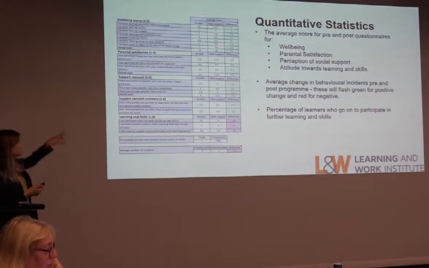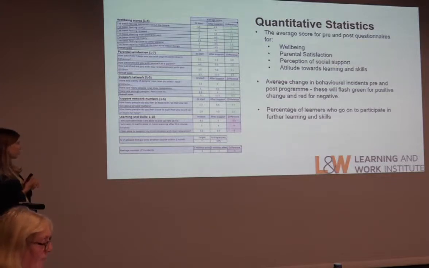As you'll see, it comes up green if there's a positive difference, and it comes up red if there's a negative difference. So for this fake data, it's come up with a kind of decrease in positive attitudes towards learning and skills, but that's just not real. And we also come out with the percentage of people that go on to another course within 1 month, and the average number of incidents, both pre and post program.